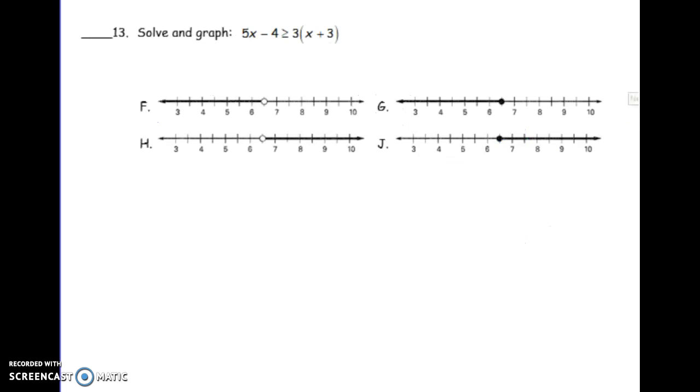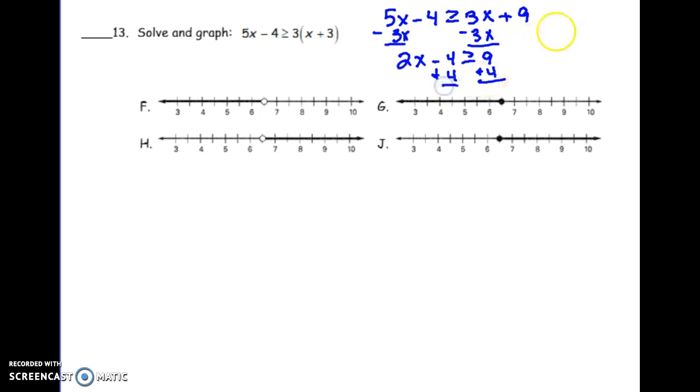All right, looking at number 13, we want to solve and graph. So we have an inequality. We're going to start out and distribute. I'll do it up here. 5x minus 4 is greater than or equal to 3x plus 9. Now I'm going to subtract 3x from both sides. So when I do that, I get 2x minus 4 is greater than or equal to 9. Now I'm going to add 4 to both sides. When I do that, I've got 2x is greater than 13. So when I divide by 2, x is actually going to be greater than 6.5.